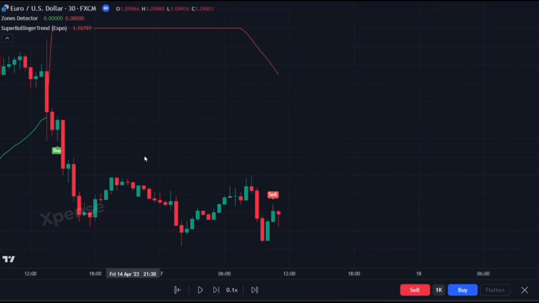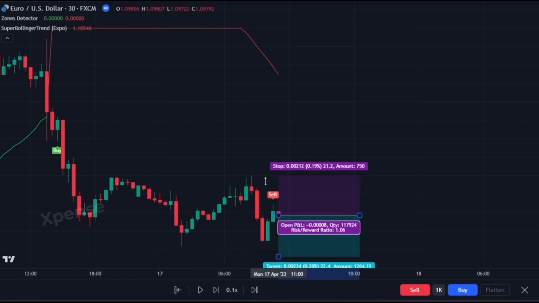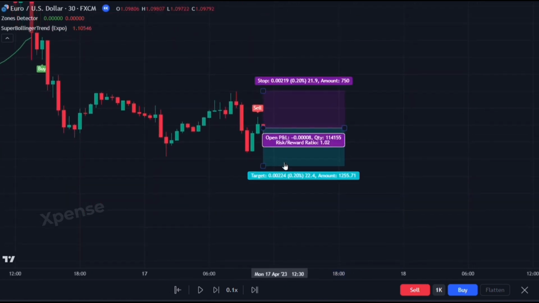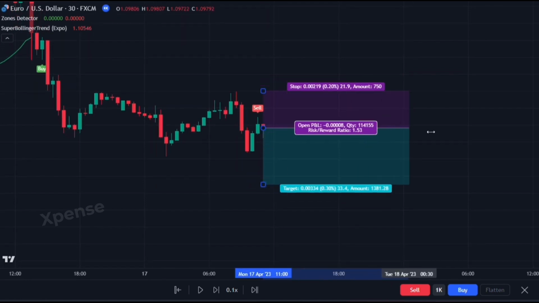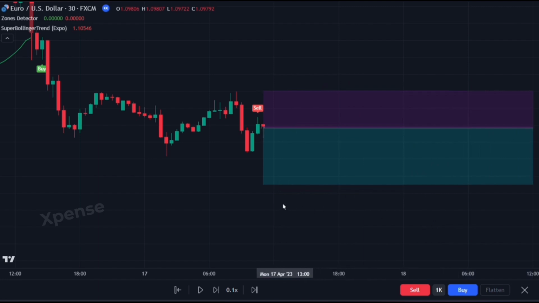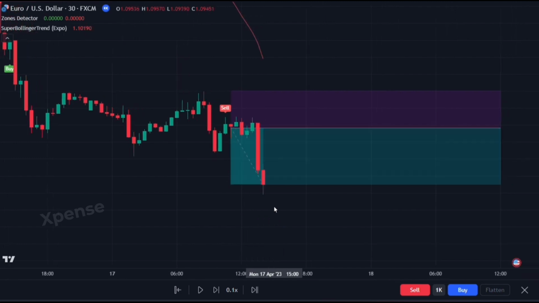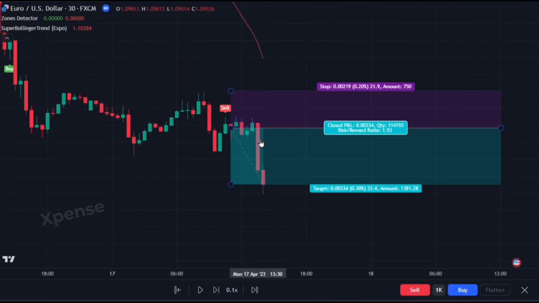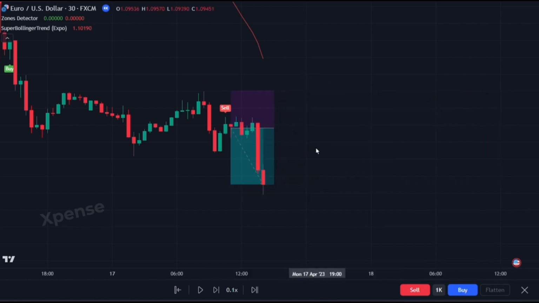Position sizing: never risk more than 2% of your account on a single trade. For example, if you're trading with a $1,000 account, your maximum risk per trade should be $20. Trailing stop loss: once your trade moves in your favor, adjust your stop loss to lock in profits. This technique minimizes losses while maximizing gains during extended trends. Diversification: apply this strategy to multiple Forex pairs or even stocks. By diversifying, you reduce the impact of any single market's poor performance.